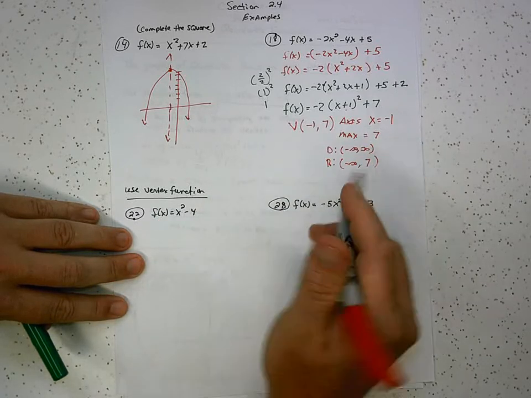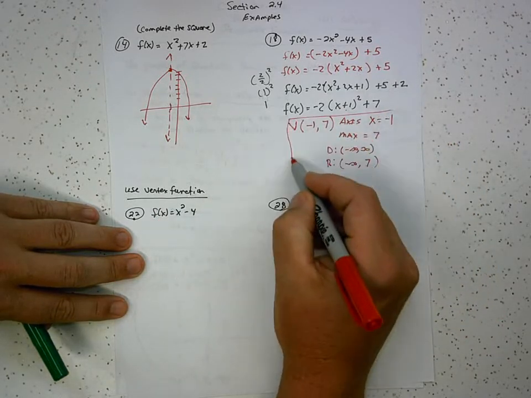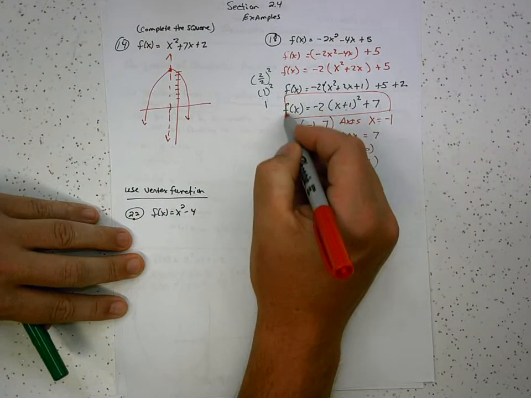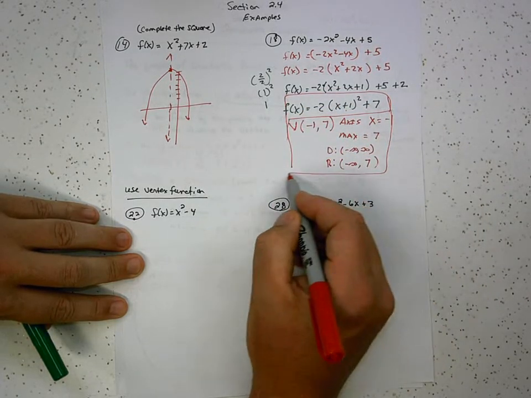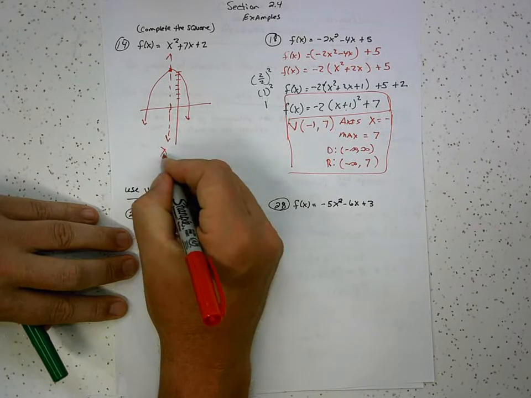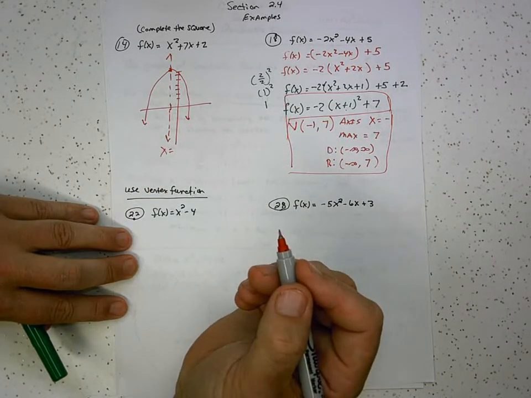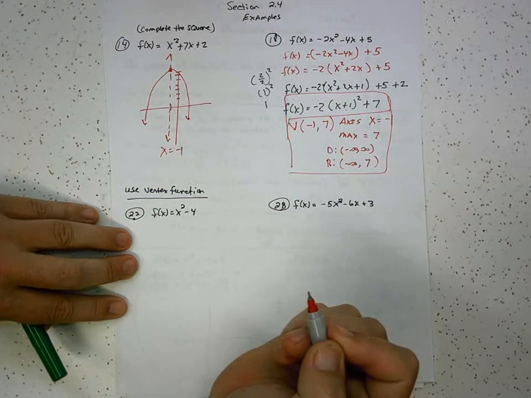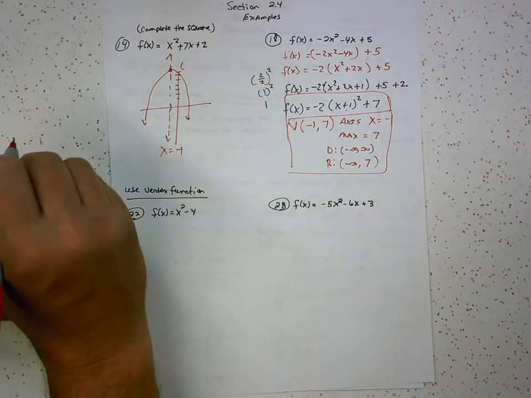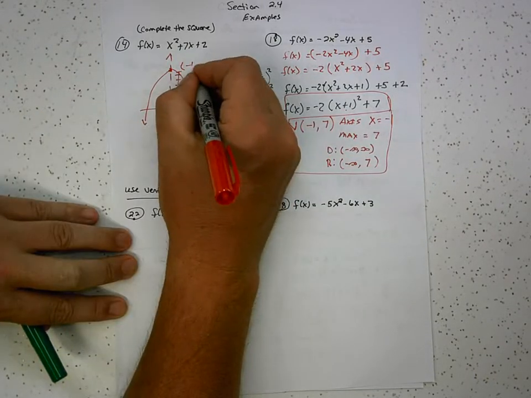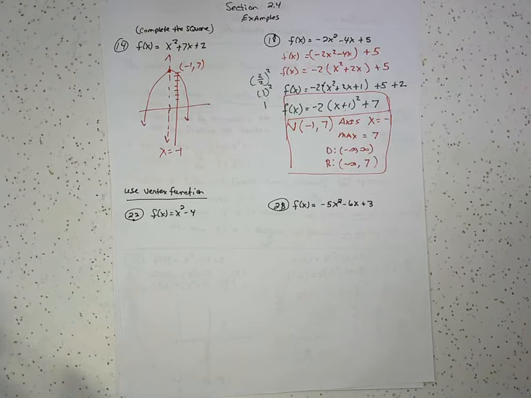Okay, so there's what I'm looking for. Oops, I want that part too. And just a general graph. I always label that x equals -1. Always label your vertex. -1, 7. And we're good to go.